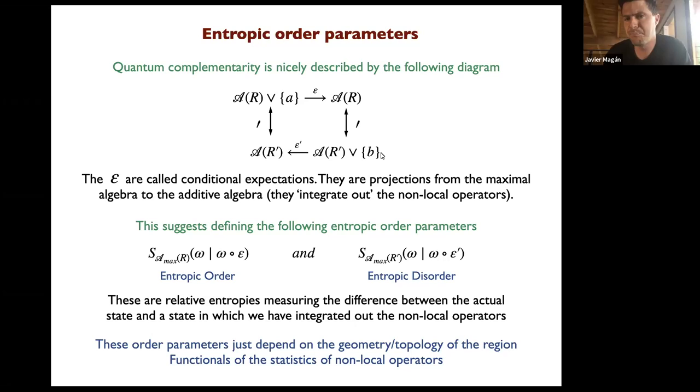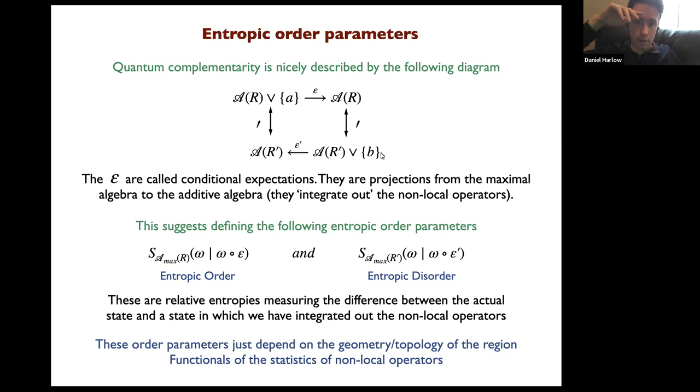So maybe I have the wrong picture of the A's and the B's. I thought that the A's were both the Wilson and the 't Hooft loops in the region R, and the B's were both the Wilson and the 't Hooft loops in the region R prime. Is that wrong? That would be in four dimensions. Yes, we are going to describe. Say in four dimensions. In four dimensions, yes.